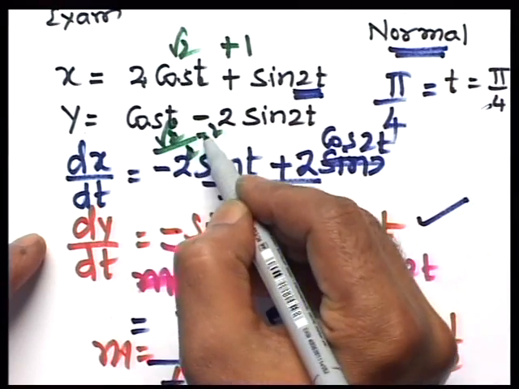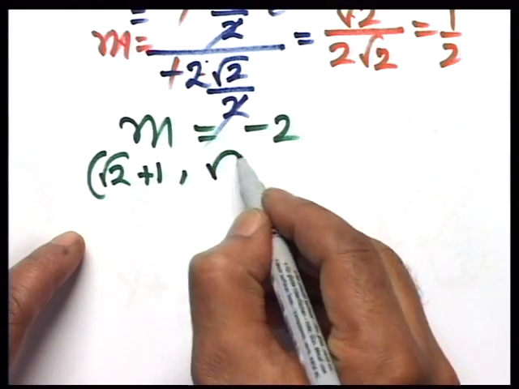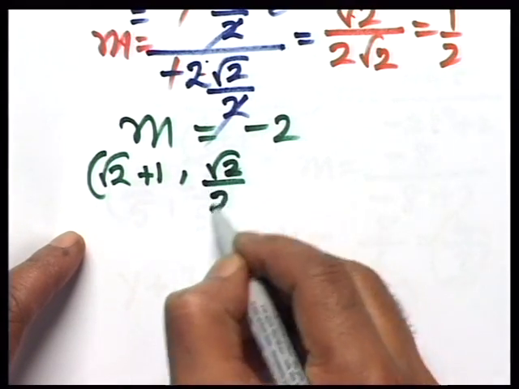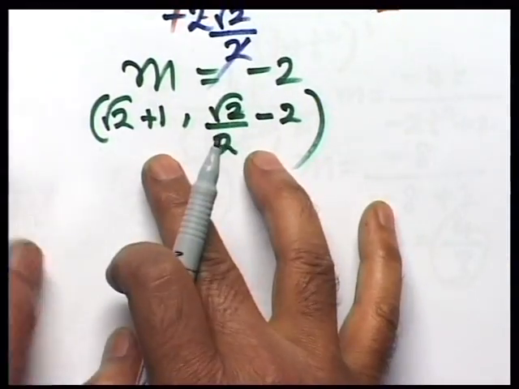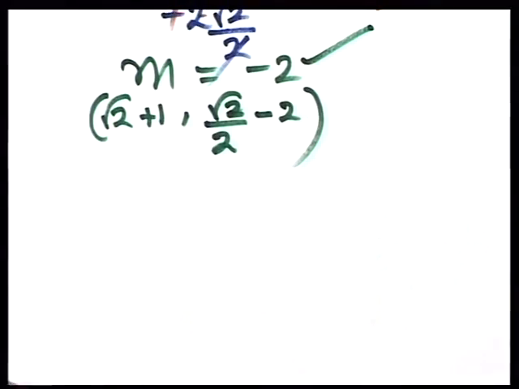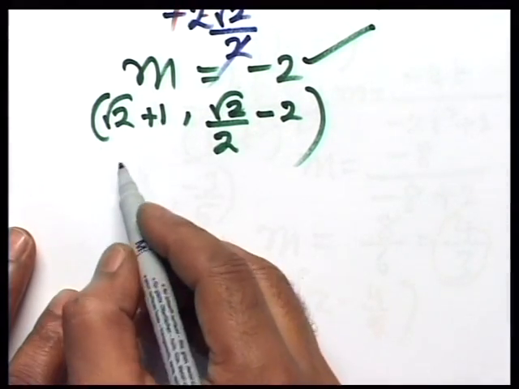So root 2 over 2 minus 2, that's the y coordinate. Root 2 divided by 2 minus 2, please. We have a point and we have the gradient. We can find the equation of the tangent, right? Let's see how it is done.